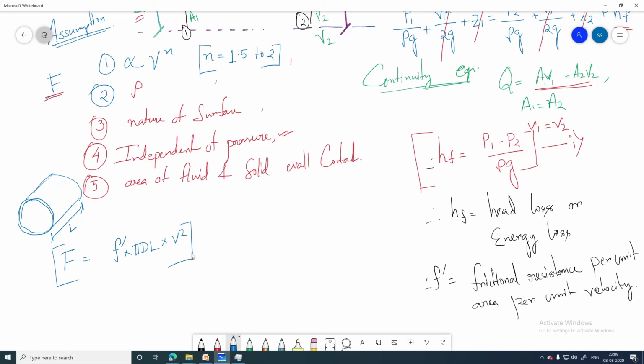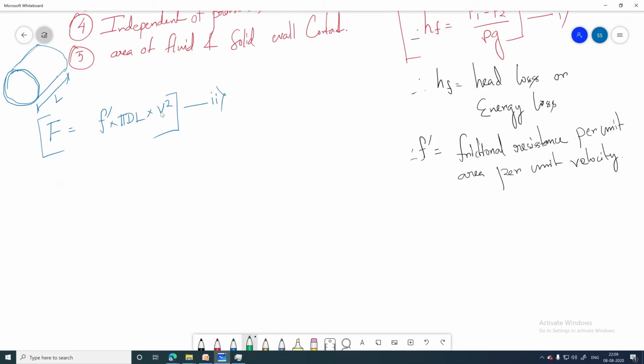So this is another equation, give it equation number 2, where v is the mean velocity. Now from Newton's law, we can write that the summation of all the forces over here is 0.